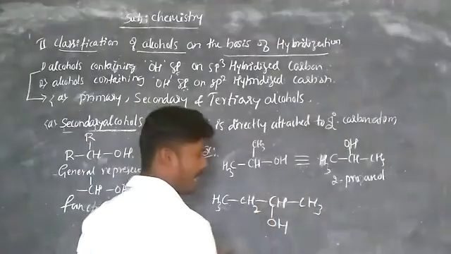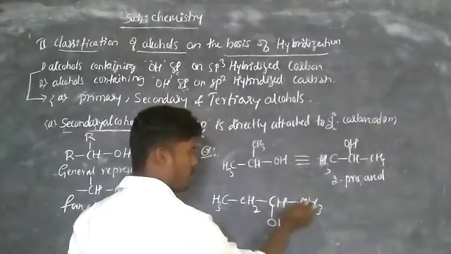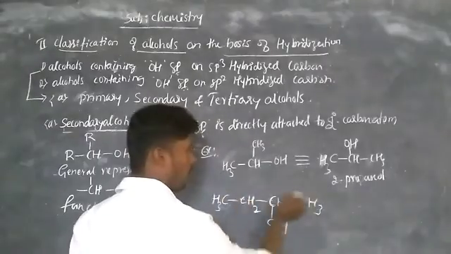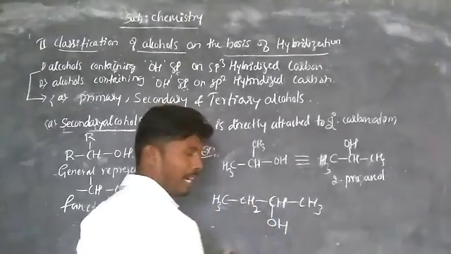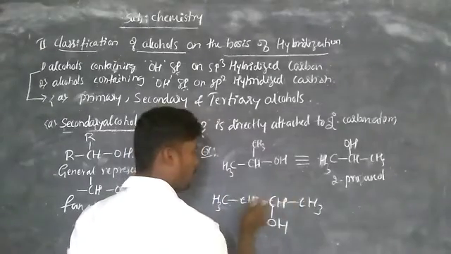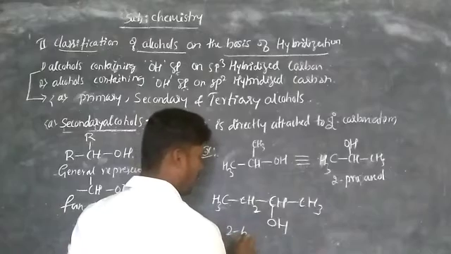So this carbon is a secondary carbon. Now its name: 1, 2, 3, 4. You should give the number from this side, the way the functional group gets the lowest priority. 1, 2, 3. That is 2-butanol.